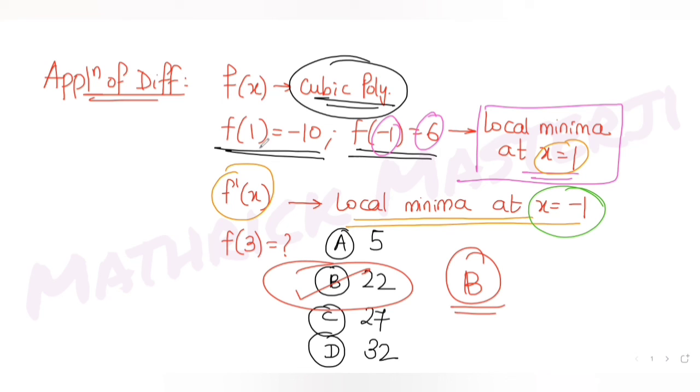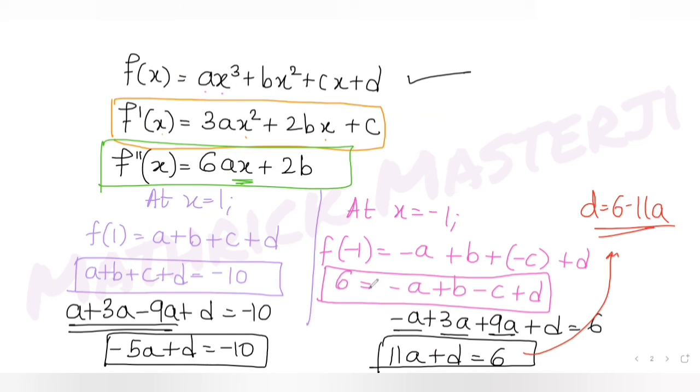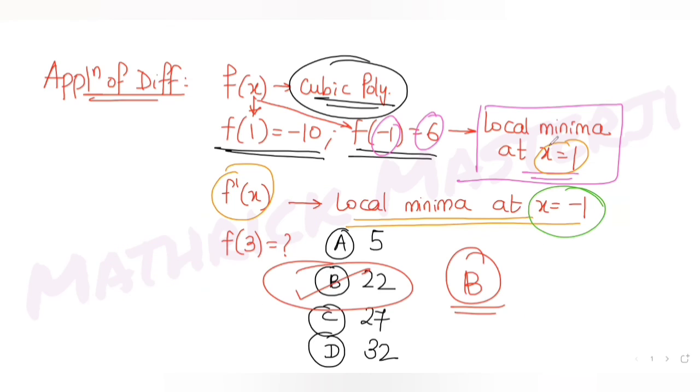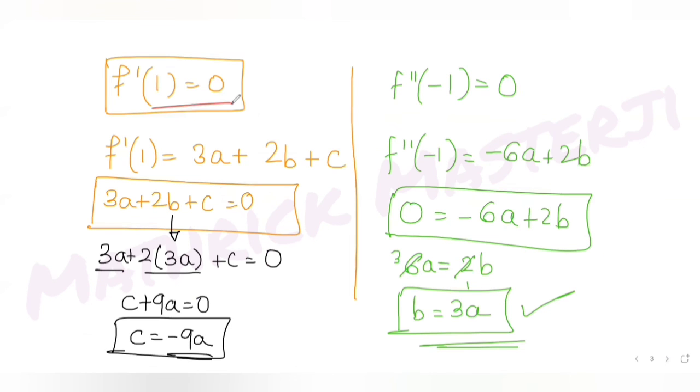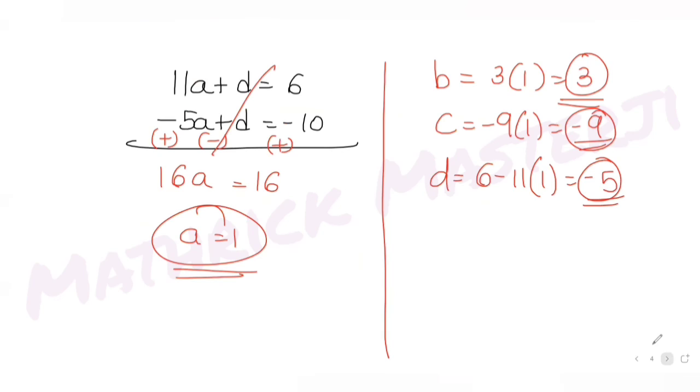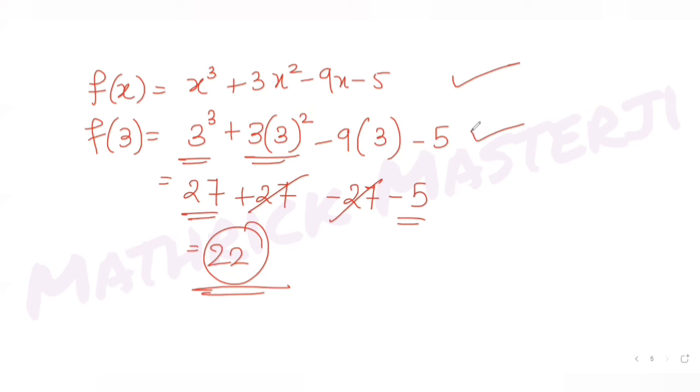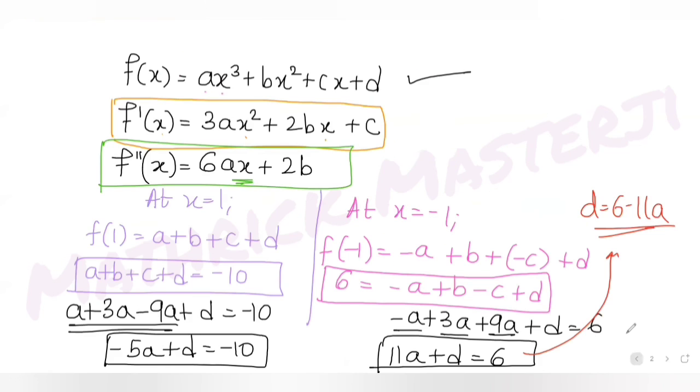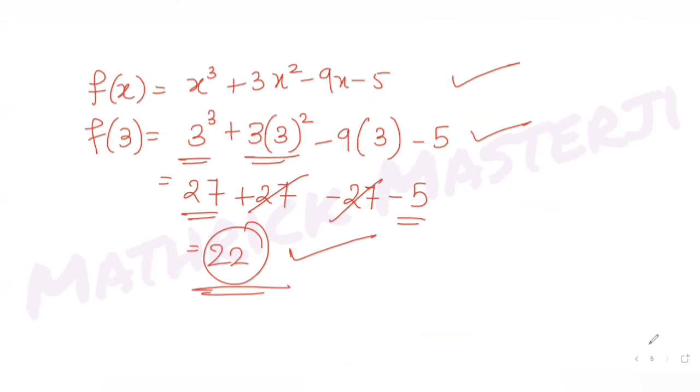I hope you have understood how to solve this question. We just needed to plug in the values of x as 1 and minus 1. We got two equations in terms of a, b, c, d. And to get the further two equations, I used the idea of local minima for the function at x equals 1 and local minima for the derivative of the function at x equals minus 1. So that gave me f dash of 1 is 0 and f double dash of minus 1 is also 0. When I solved for those, I got a, b, c, d. Once I got the four values, I put them in the cubic polynomial and got the answer as 22. That 22 matches with option B. So B becomes the correct answer.